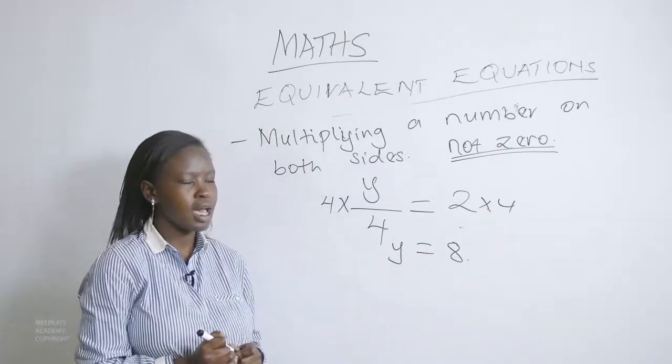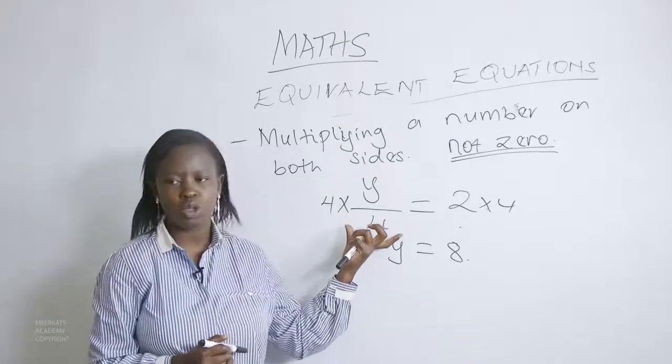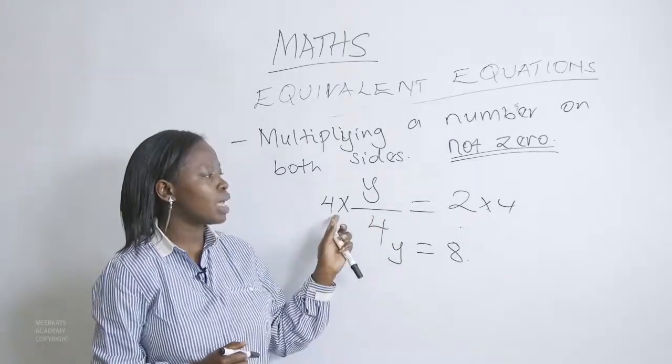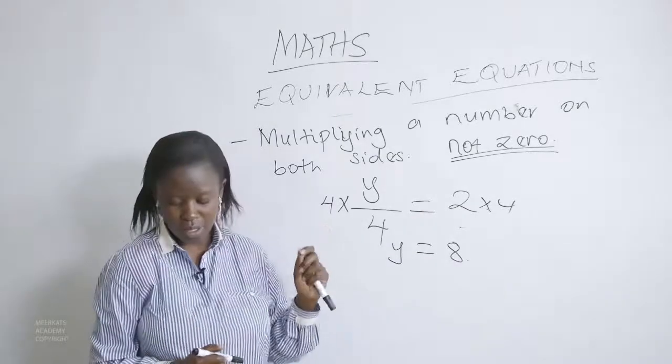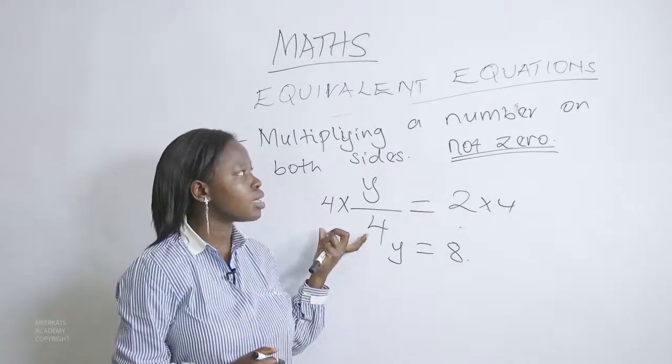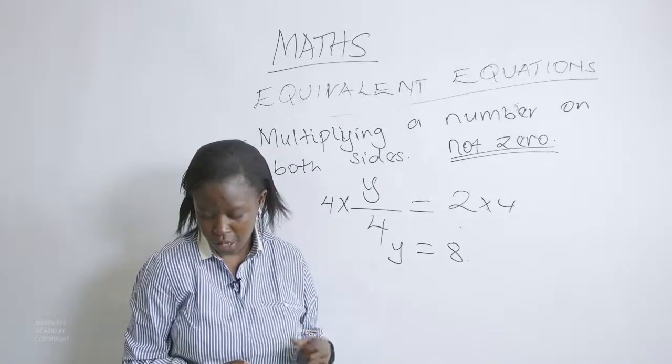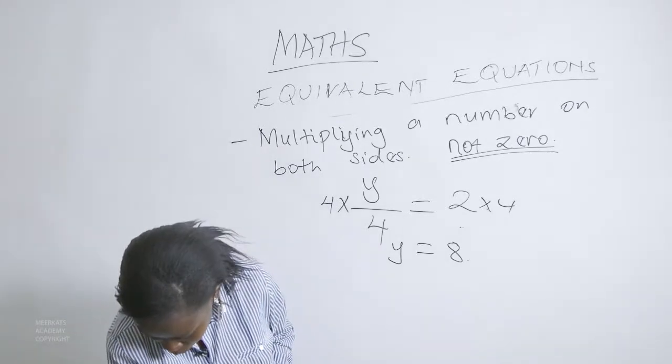So I have an equation. The number I'm multiplying with on both sides is not a 0. So it means that this will make my equation to be an equivalent equation.